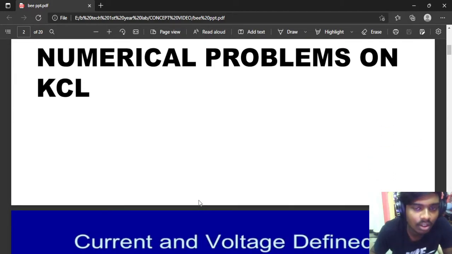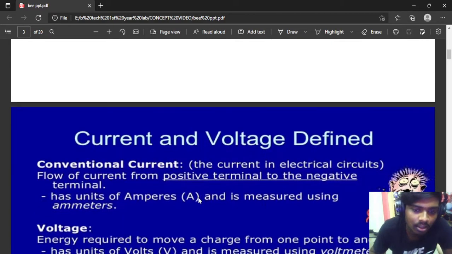Before directly going into the KCL, let's know the basic definitions. First, what is meant by current? The current in electrical circuits is the flow of current from the positive terminal to the negative terminal. Actually, it is like a flow of electrons. The unit is amperes and it is measured using ammeters.